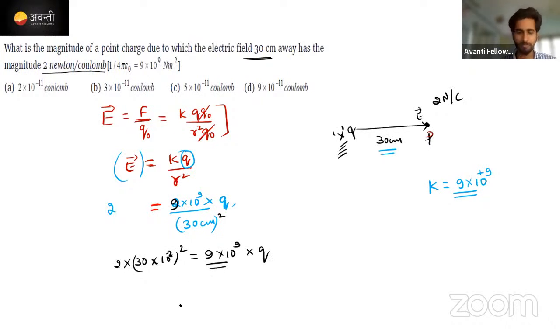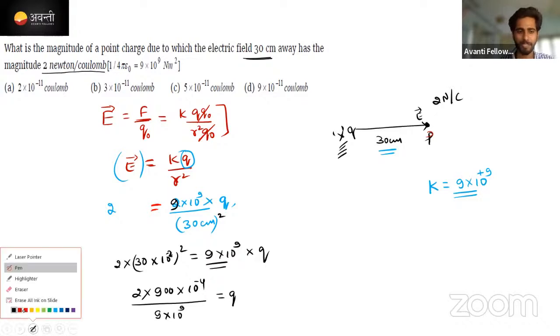Then it will become 2 into 30 square means it will be 900 into 10 to the power of minus 4. Then taking 9 means it will come to denominator. 9 into 10 to the power of 9 is equal to q. Right Ashwini, right answer. Clear now up to this point?